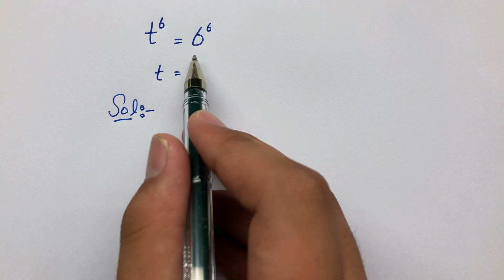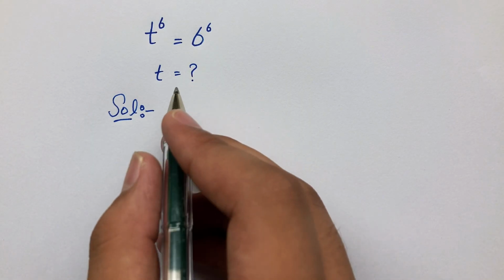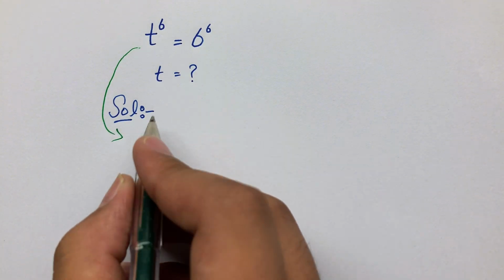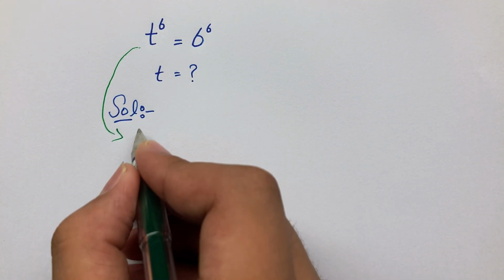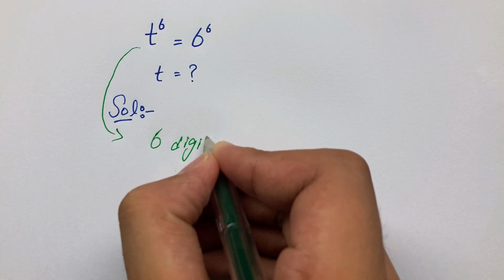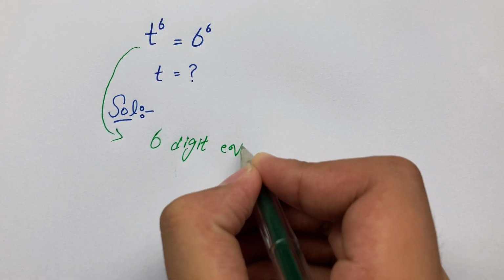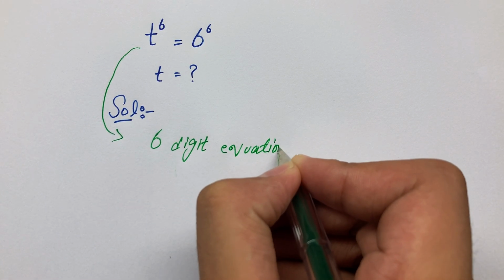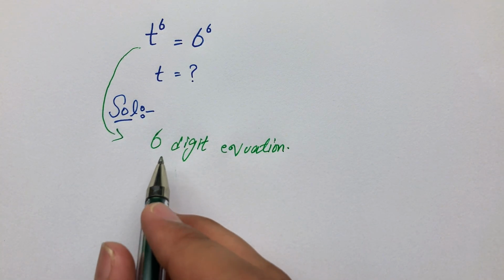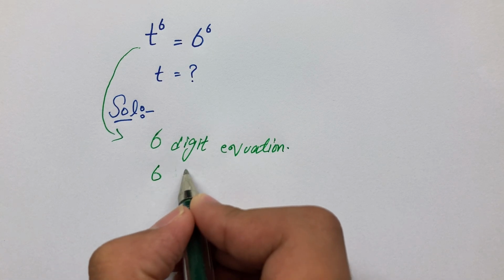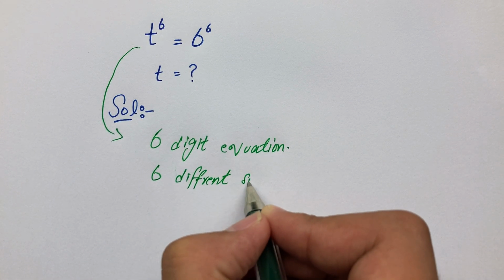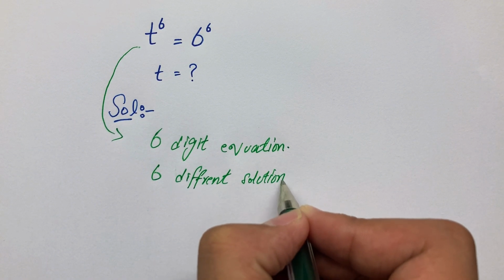T into 6 is equal to 6 into power 6. We're finding the value of t. So this is our question. This is a 6-degree equation and it has 6 different solutions.